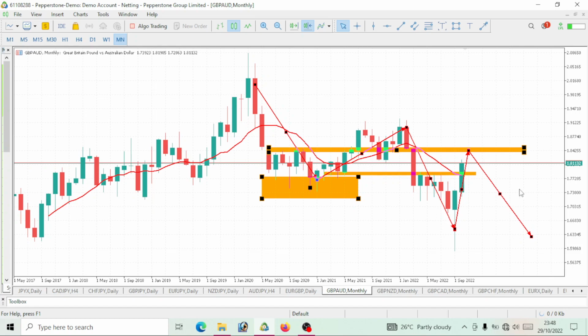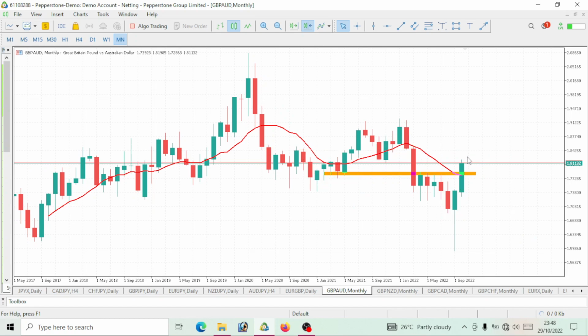By the way, our GBPAUD will definitely be dropping. So as of now, we are on a correction move on our GBPAUD. So be expecting a bearish move anytime soon. The correction would soon be over, anytime soon. So do not forget, have that in mind.